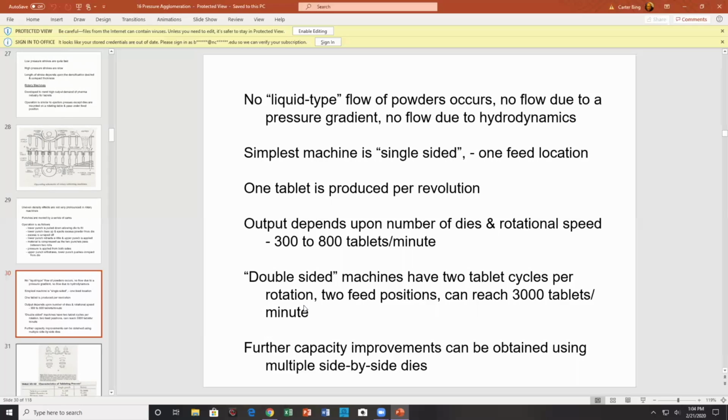These are what are called acceleration machines. You start and stop, right? The dies are started and they're stopped. So they're accelerated, and it's only so fast you can go. With acceleration machines, you reach the tolerance and you can't accelerate any further. Further capacity improvements can be attained using multiple side-by-side dies, and that's interesting.